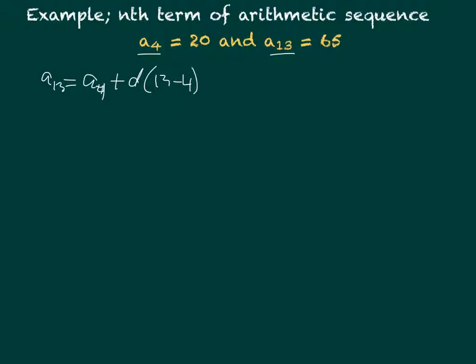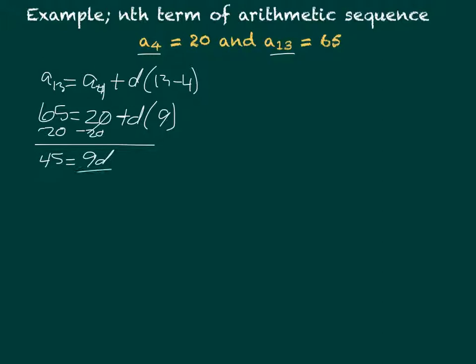And then I solve, put in what I know. I know a sub 13 is 65, and I know my a sub 4 is 20, plus I do not know my d, so that's what I'm looking for first here. 13 minus 4 is 9. So now when I'm solving this, I subtract the 20. I'm finding d right now. So that's 45 equals 9 times d, divide by 9, and d equals 5.